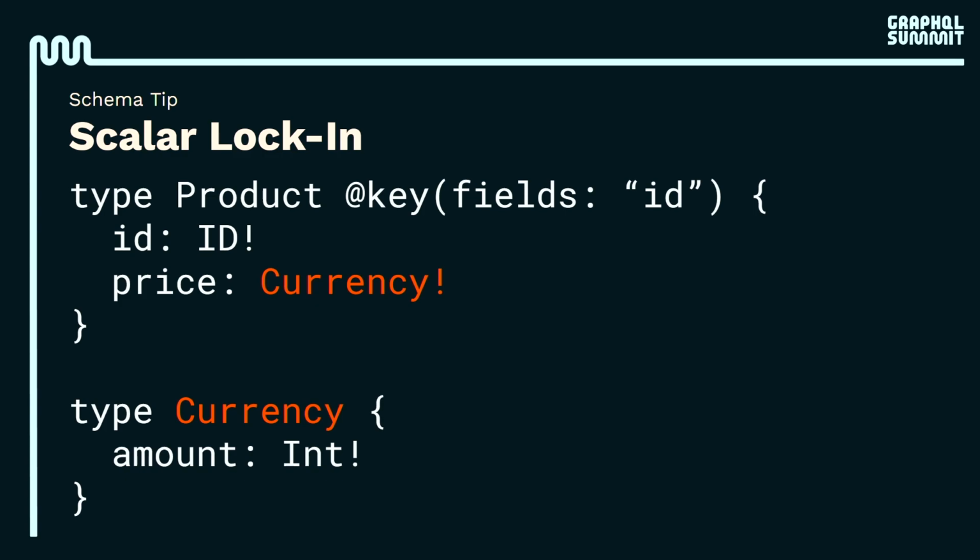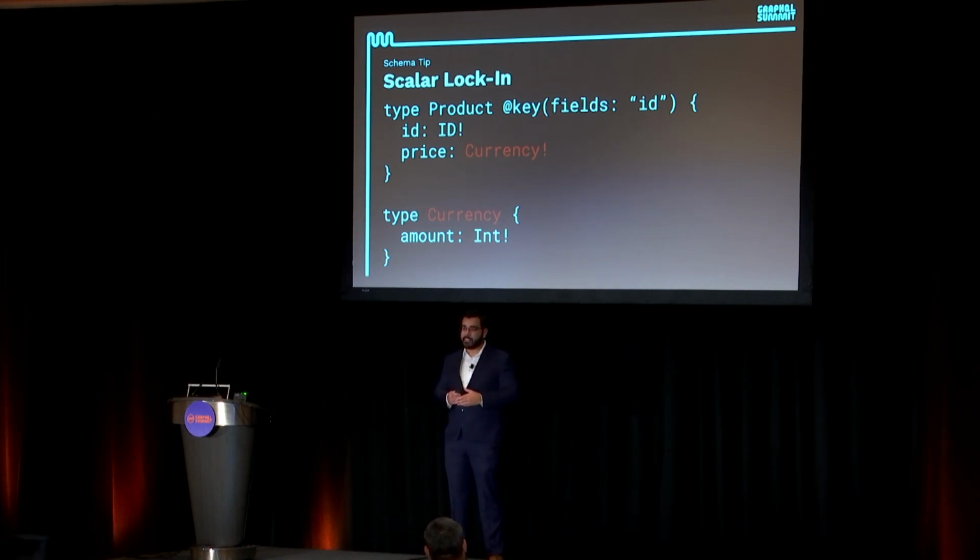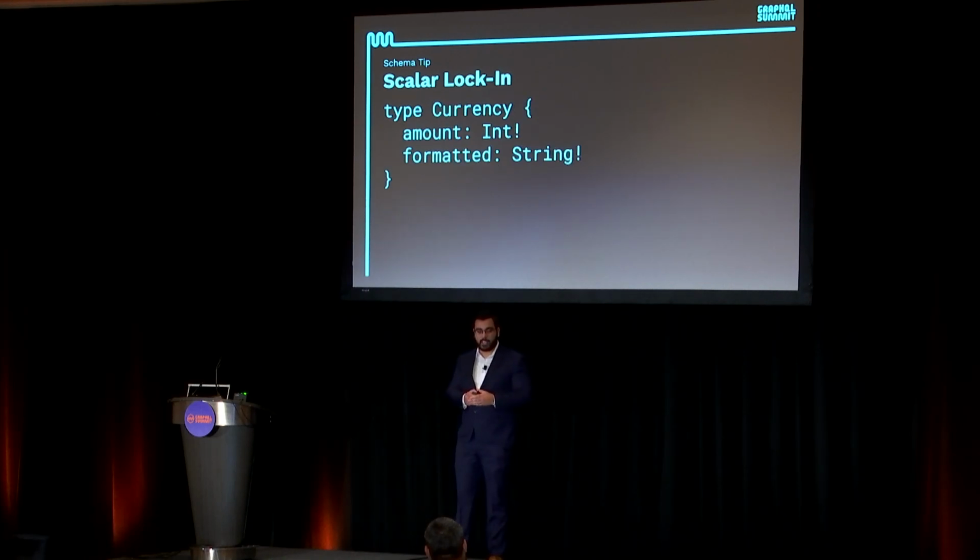If instead of putting the scalar directly on our product type, we further represent that scalar with a subtype, this allows us to unlock future mobility in schema iteration. That int that was just represented as a price before is now under the amount field of Currency. And this gives us two benefits. First off, that int is now much further described. So now we know that not only is it an int, but it's an amount of currency. And then furthermore, it allows us to iterate on that type and add more fields to it. So let's see what that looks like.